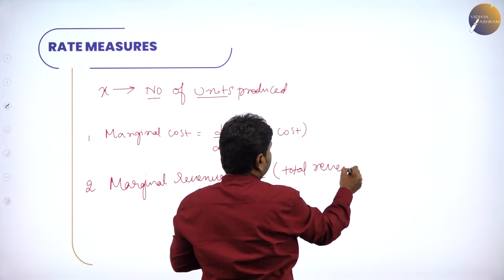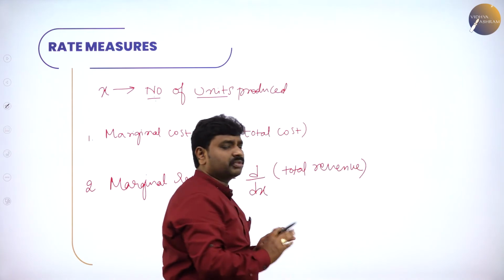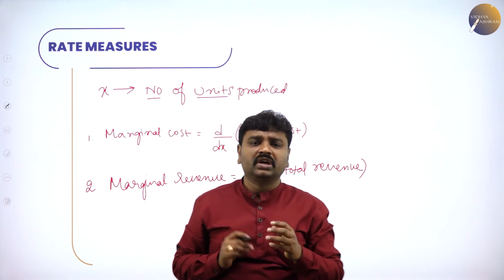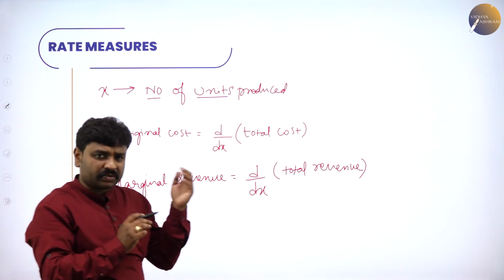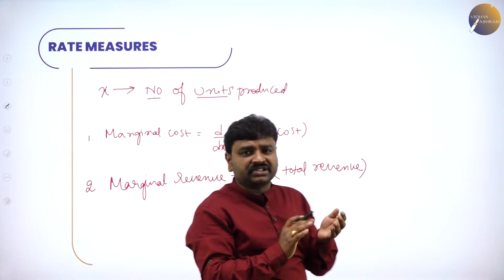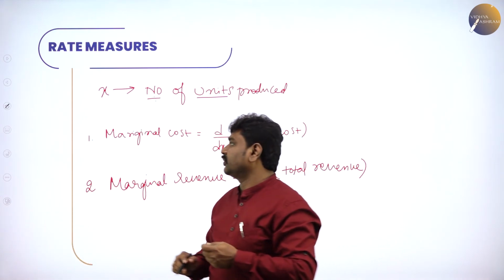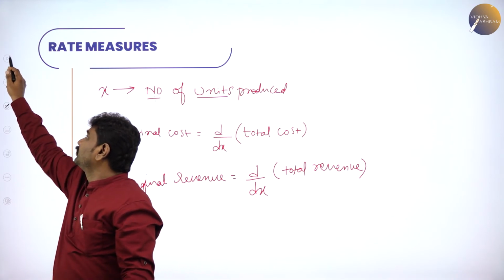So my dear students, what I want to say is simple. If they want marginal, differentiate the total. Marginal cost is the derivative of total cost with respect to the number of units, means with respect to x, d by dx of total cost. Marginal revenue, d by dx of total revenue. Next.